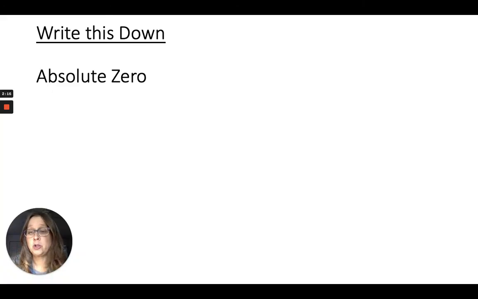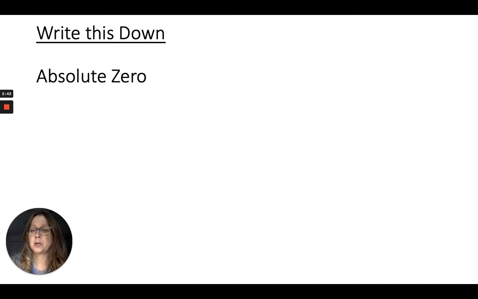Now, this is where you should write it down. The temperature scale we want is one that has an absolute zero. In other words, if temperature is kinetic energy, then we want a temperature that is zero, that is absolutely no movement. Now, 0 degrees Celsius is cold, but it's kind of arbitrary. It's based on the freezing point of water, and we know you can get colder than that.